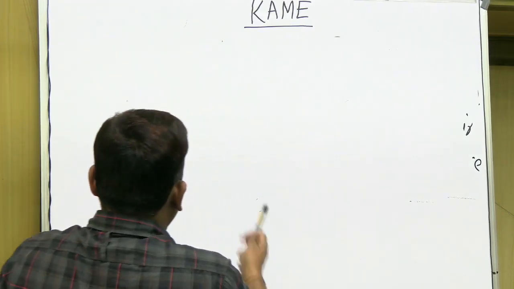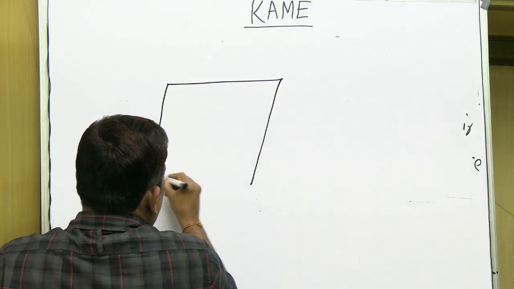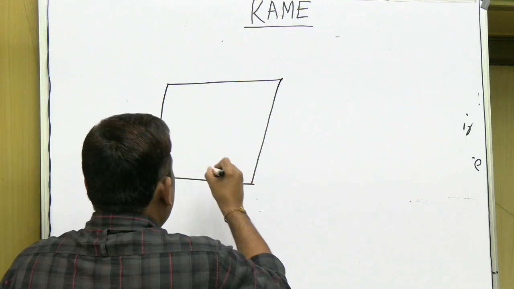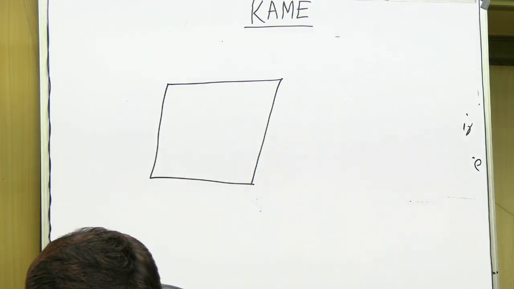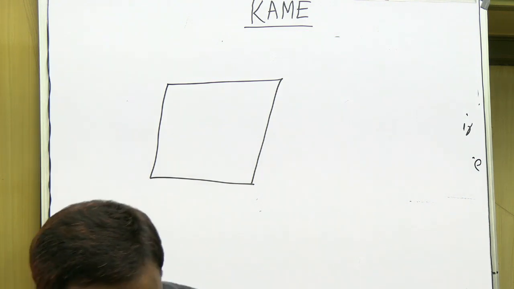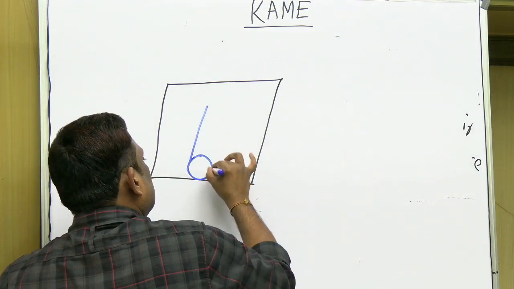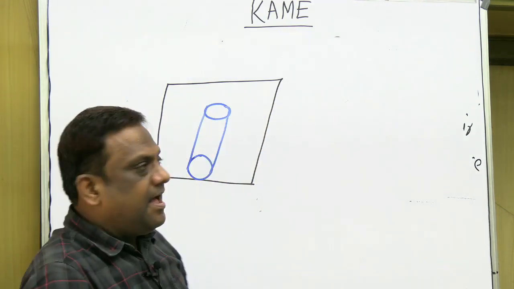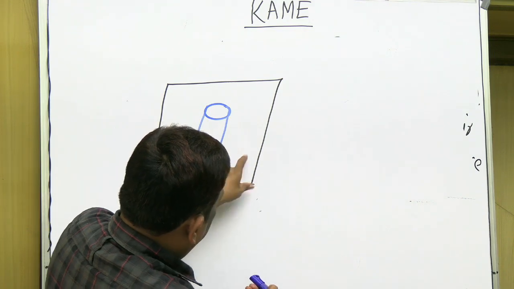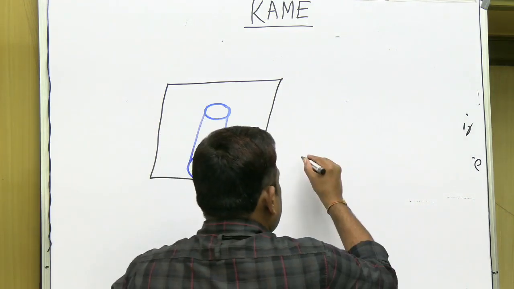Have a look at this. This is my paper. Now, I have put a pin on the paper. Paper ka matlab yahan pe surface. This is my pin. Originally it was like this. And what is this, my dear students? Liquid-air interface. And afterwards it is becoming something like this.